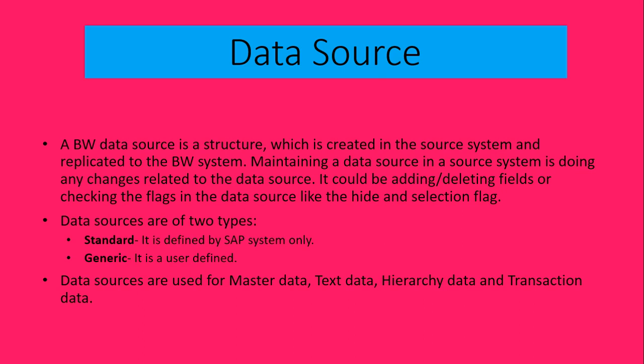Data source. A BW data source is a structure which is created in the source system and replicated to the BW system. Maintaining a data source in a source system is doing any changes related to the data source. It could be adding or deleting fields or checking the flags in the data source like hide and selection flag. So BW data source is just a structure. It defines how the fields should be organized or in which order, and the order should be the same as that mentioned in the ECC system.